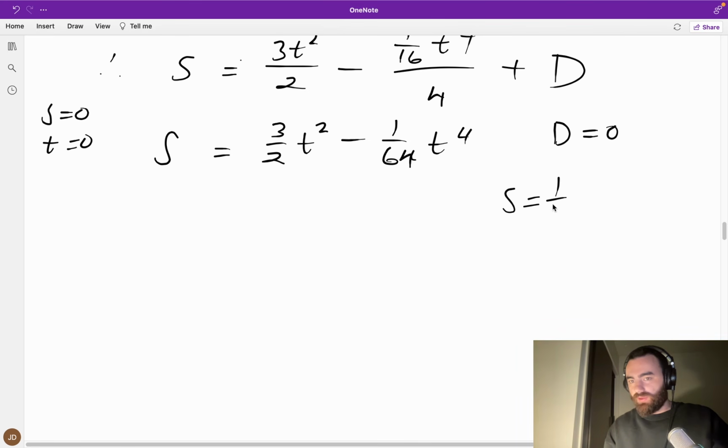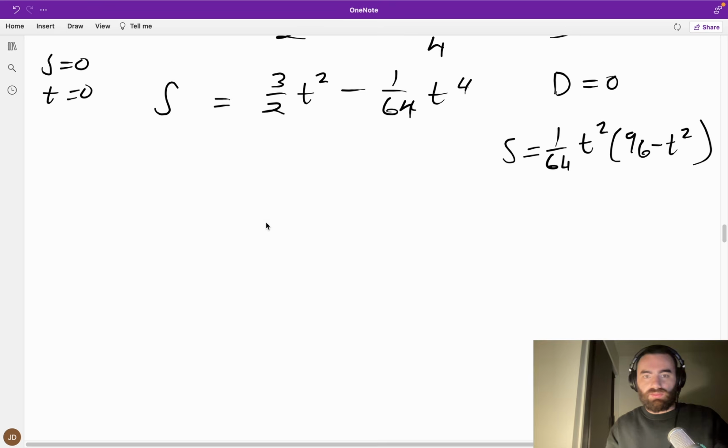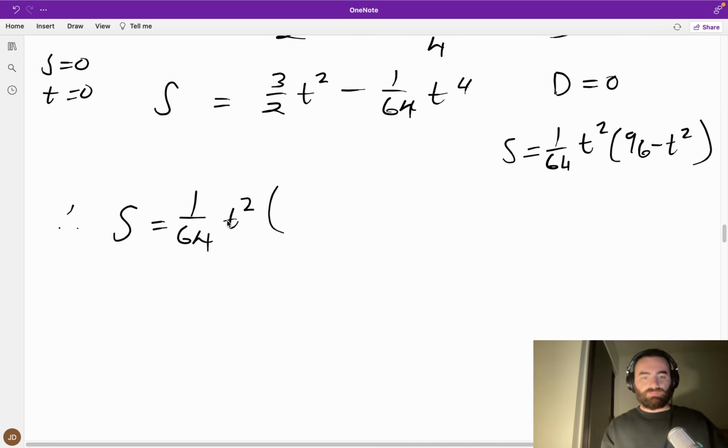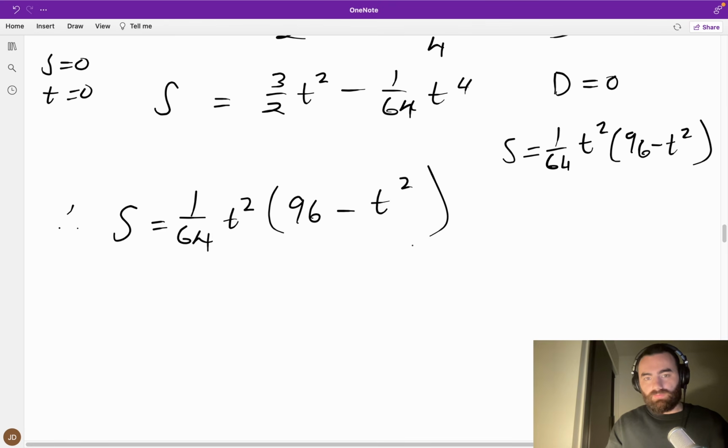So then we get this, but it wanted it in the form of this. So we just drop this off to the side: t squared of 96 minus t squared. So we want to make this look like this. So we get s equals, let's take out 1 over 64 t squared. 1 over 64 times 96 gives us 3 over 2. So this would be 96 minus t squared, which is what they have here.